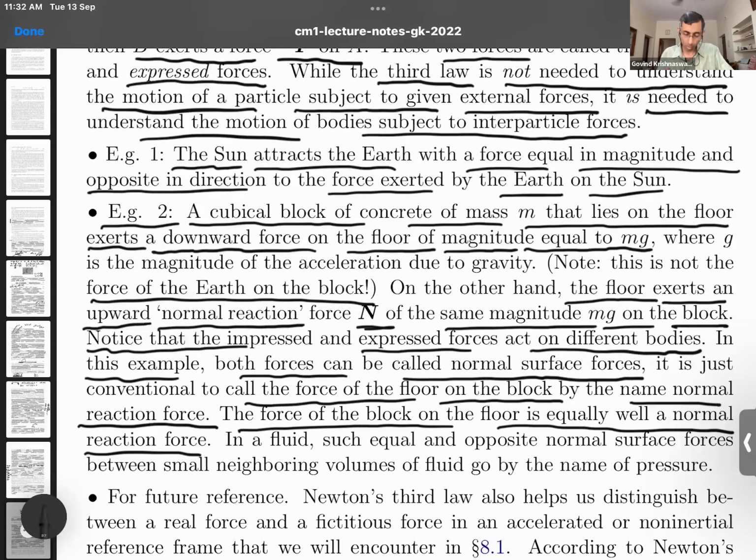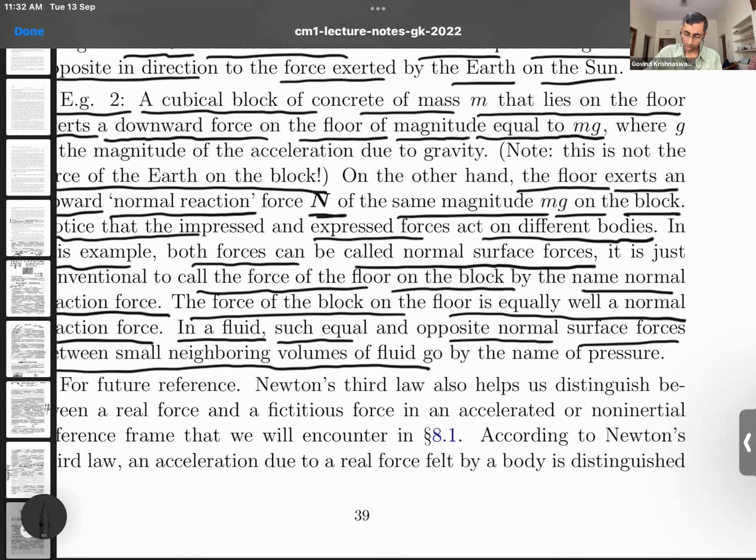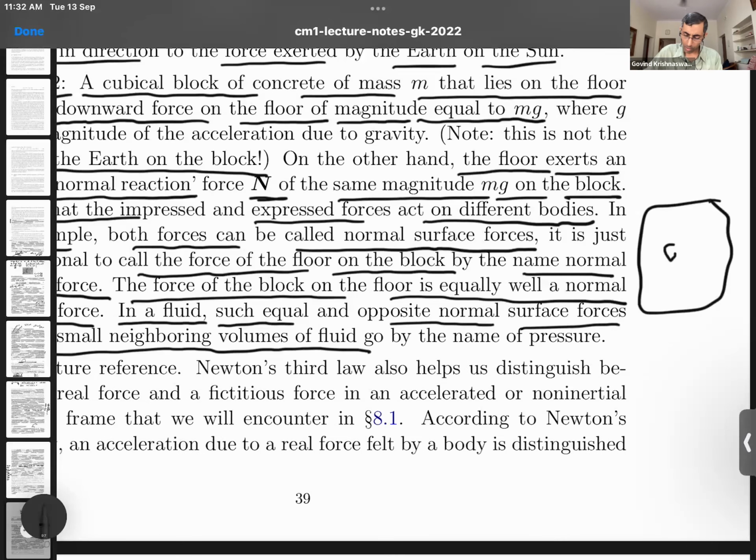There are other places also where Newton's third law and such pairwise opposing forces appear. So for instance, in a fluid, we have such an equal and opposite normal surface force between small neighboring volumes of a fluid. Okay, so you may have a big container, and you have a small volume of fluid here and the neighboring volume of fluid there. Yeah, so if I enlarge these a little bit, the left fluid exerts a force on the right fluid or right parcel of fluid, and there is a reaction force also towards the left due to the right element of fluid.